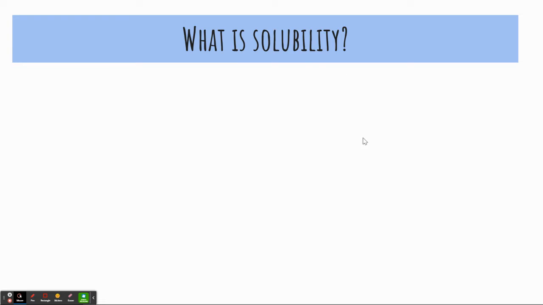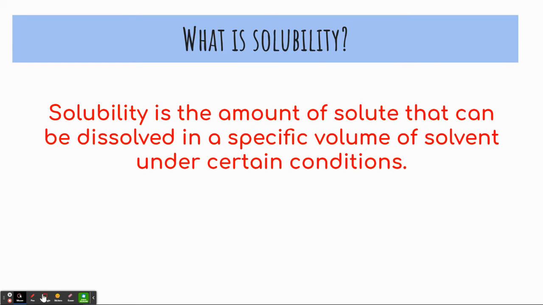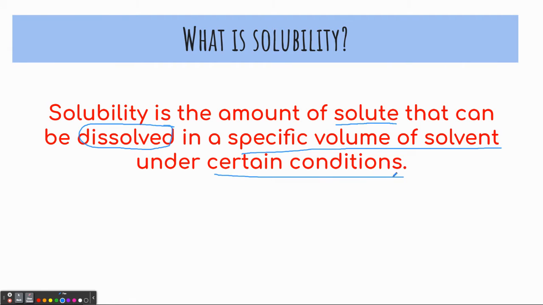So let's first look at what is solubility. Solubility is the amount of solute that can be dissolved in a specific volume of solvent under certain conditions. These words are new. We're going to talk about how temperature affects it, and how the amounts of the solute or the solvent depend on its ability to dissolve.